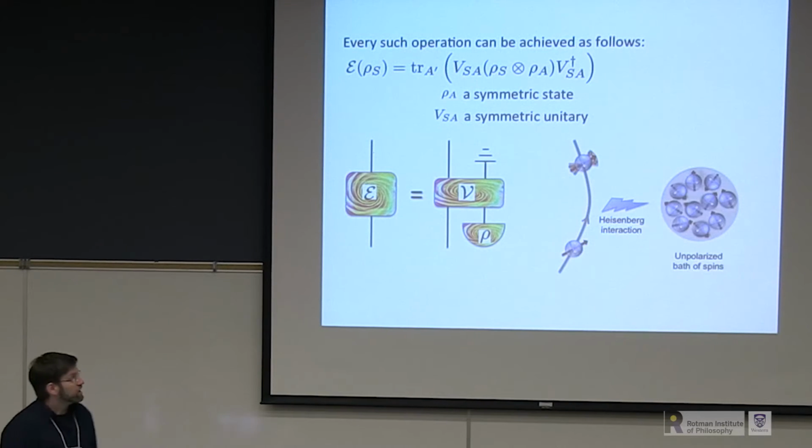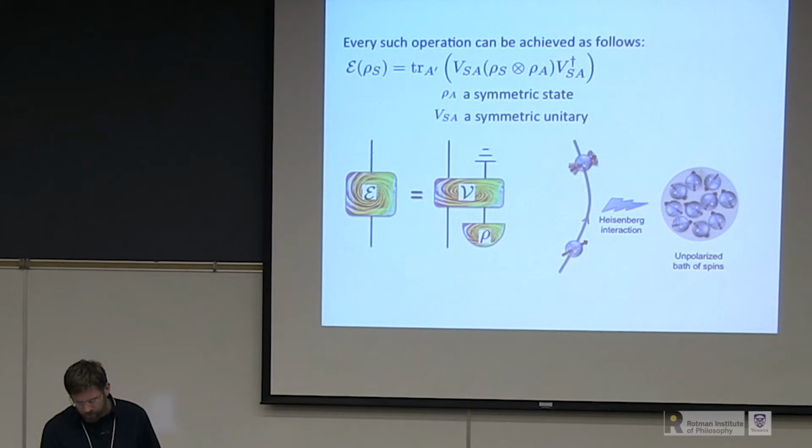So for example, that depolarizing operation I mentioned, if I have my spin and I bring it up to a bath of unpolarized spins so that they're starting out in a symmetric state, and I use a Heisenberg interaction, which is a particular kind of rotationally symmetric interaction, I can actually realize that depolarizing map that I described.